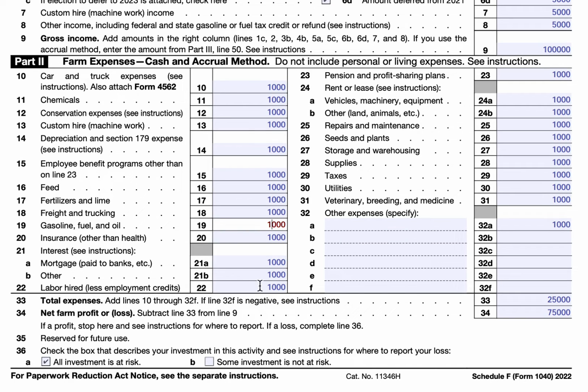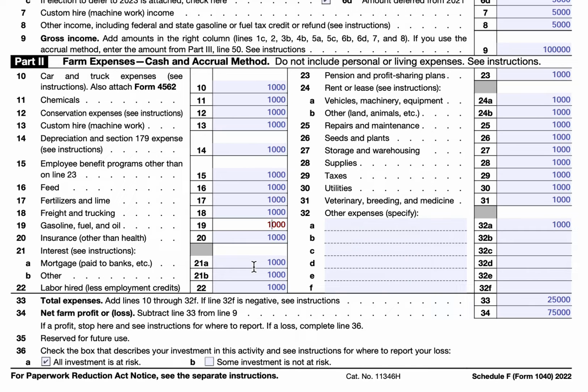In line 21, you would enter interest that you paid for a loan to the extent that it supports your farming activity. And so you would have to refer to interest allocation rules.